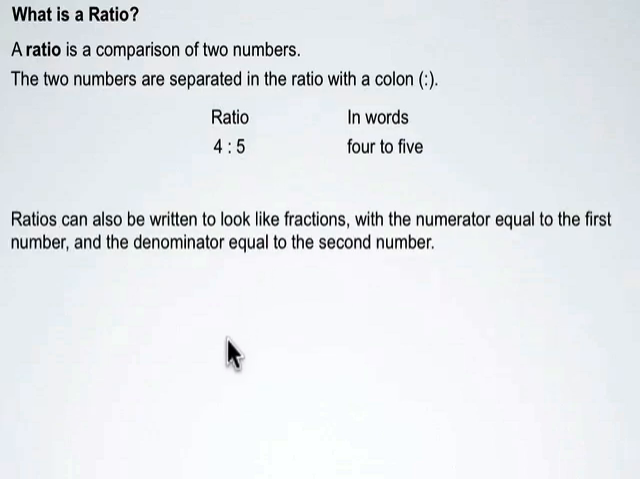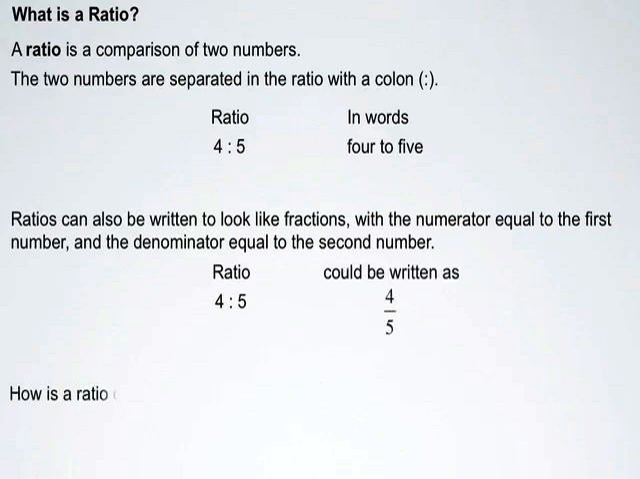Ratios can also be written to look like fractions with the numerator equal to the first number and the denominator equal to the second number. So this is why fractions are sometimes referred to as rationals, because they are just really another way of writing a ratio. So a ratio would be 4 to 5 with the colon, and it could also be written as 4 over 5 as a fraction.